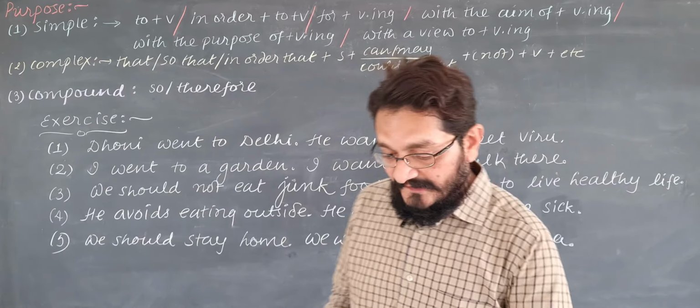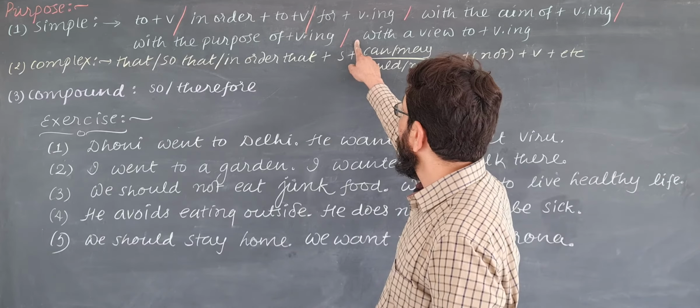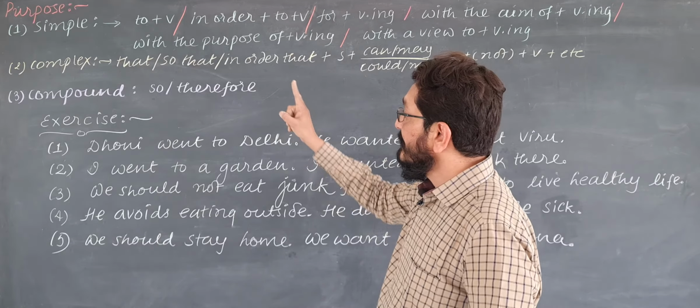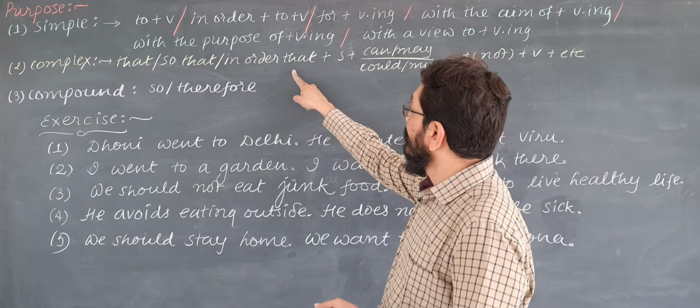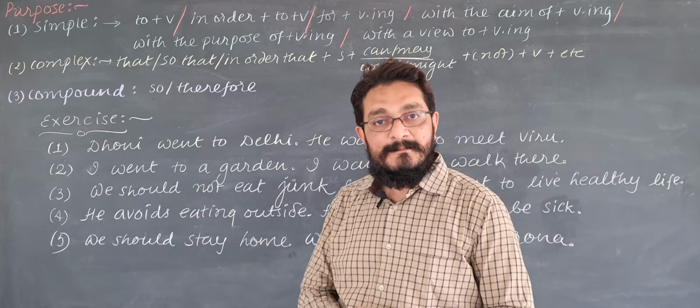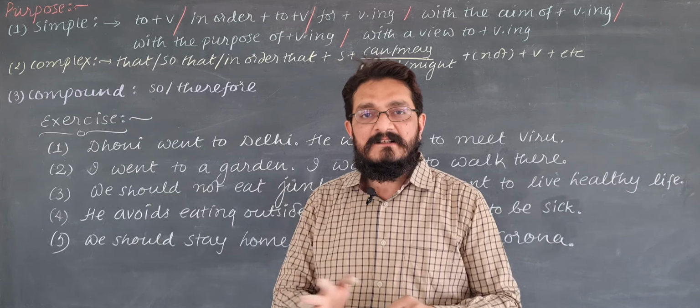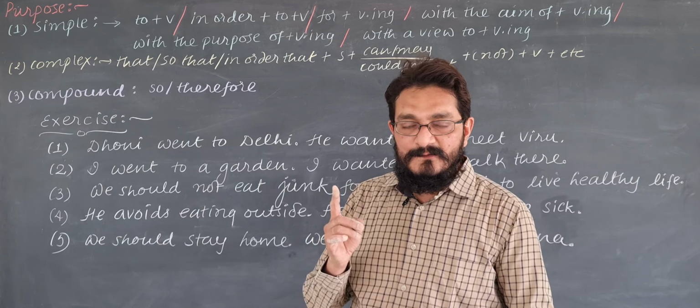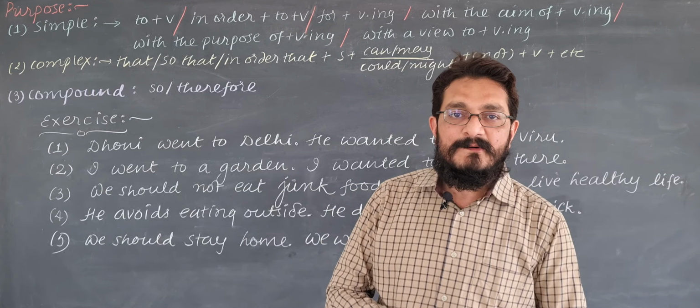So how many methods are there? 6 for making simple, 7th complex, 8th compound. 5 sentences, each sentence has 8 answers. 5 eights are 40. There are 40 sentences. Take a good photo, send it to me on my WhatsApp. Thank you.